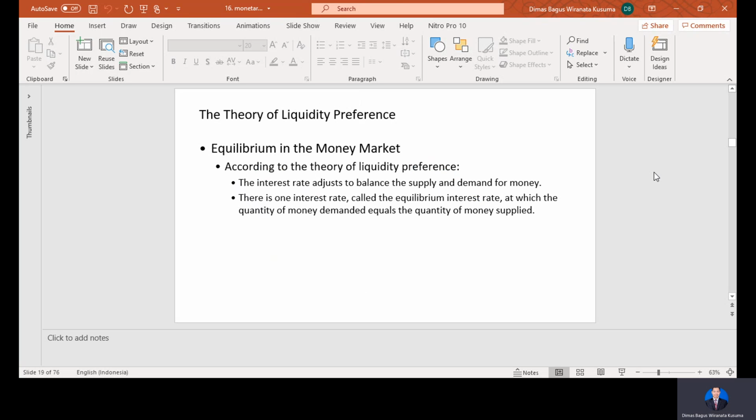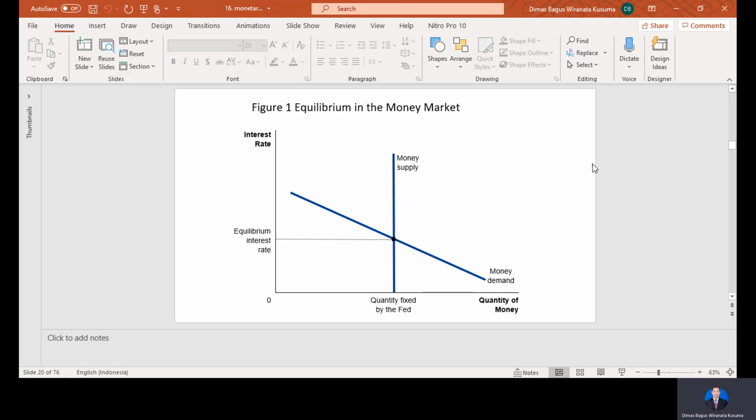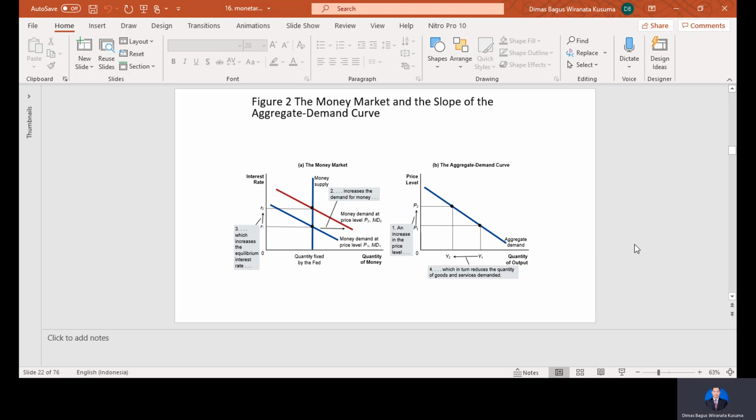So, equilibrium in the money market. The interest rate applies in the money market. According to the theory of liquidity preference, the interest rate adjusts to balance the supply and demand for money. There is one interest rate, called the equilibrium interest rate, at which the quantity of money demanded equals the quantity of money supplied. So here's the equilibrium of money supplied and money demand. We have the equilibrium here, with the balanced interest rate and balanced quantity of money.